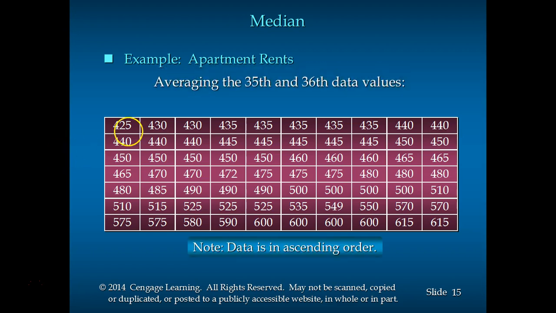In this case, the apartment rents, since there are 70 of them, divided by 2, the 35th and the 36th numbers are the middle ones. The average is 475 for both. So that's how much the median is.